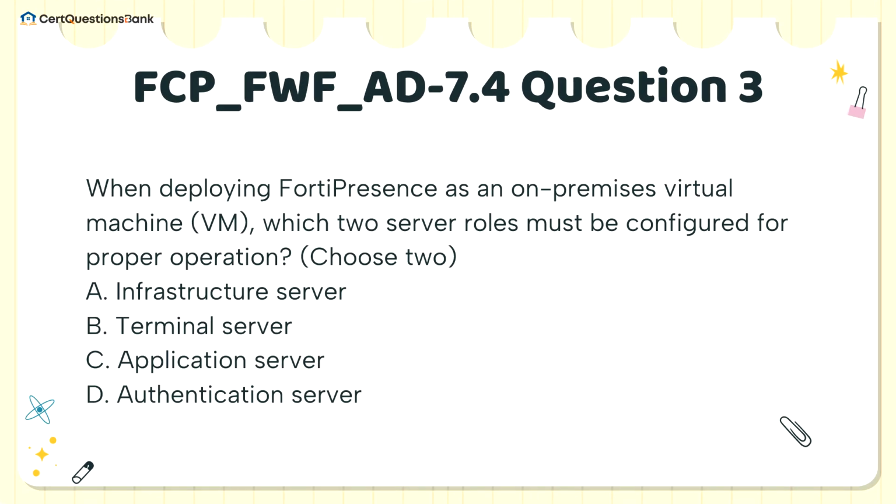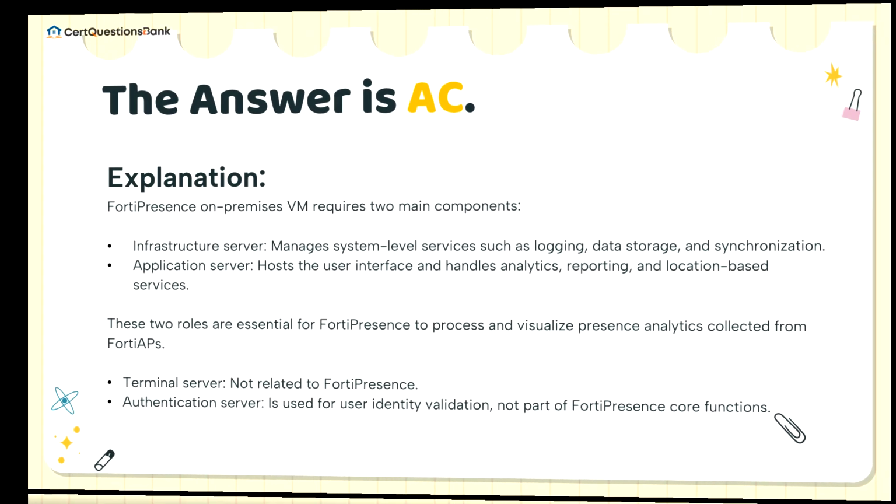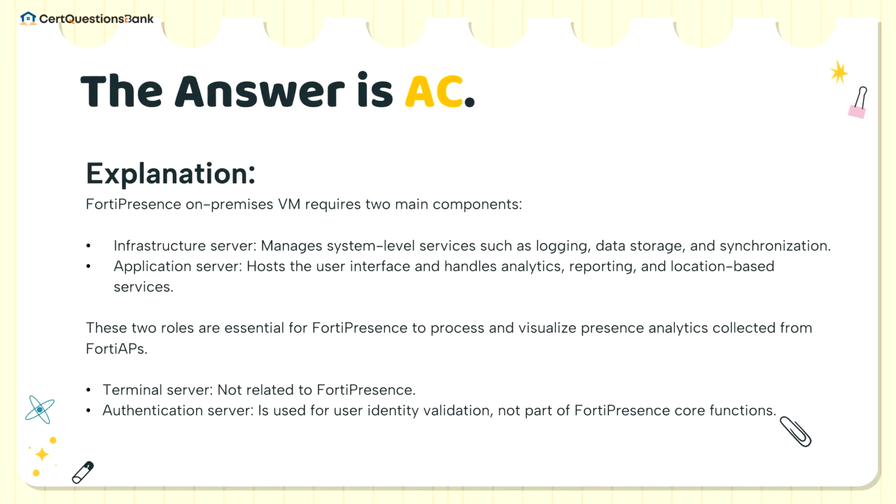When deploying FortiPresence as an on-premises virtual machine, VM, which two server roles must be configured for proper operation? Choose two. A. Infrastructure server. B. Terminal server. C. Application server. D. Authentication server. The answer is A, C.